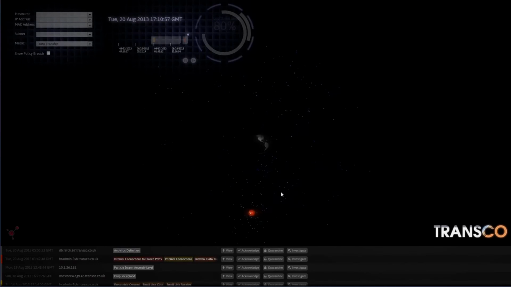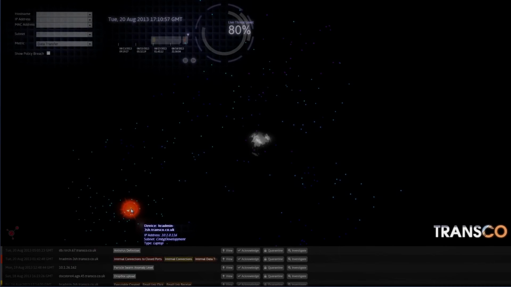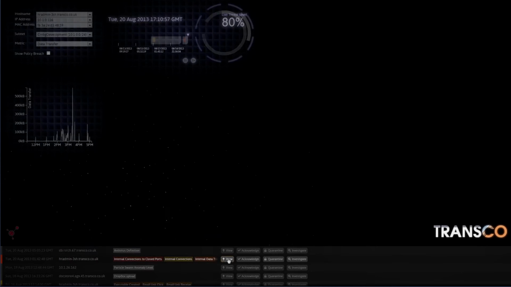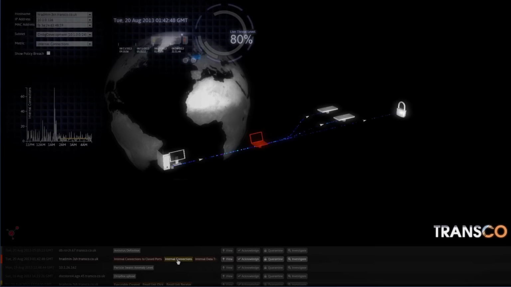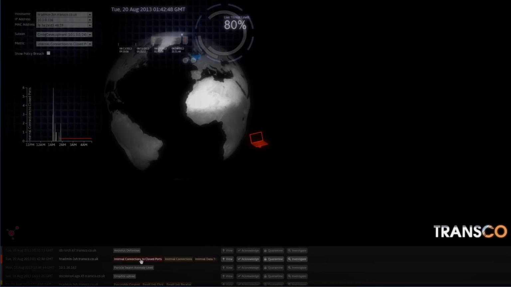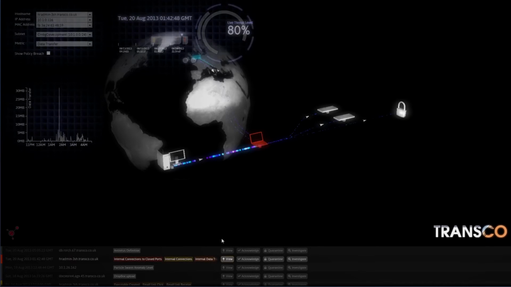Darktrace monitors information flows generated from machines and people, and works out what the normal pattern of life is for each one. Using its probabilistic maths, Darktrace has detected anomalous behavior in this particular machine. It is flagged orange. The machine belongs to an HR administrator, a role that typically has extensive access rights to sensitive data. Let's take a closer look.